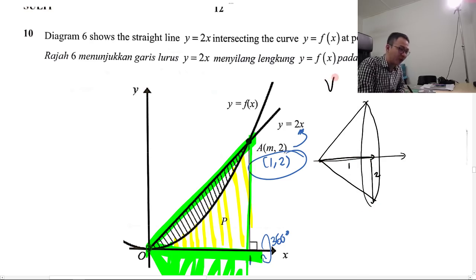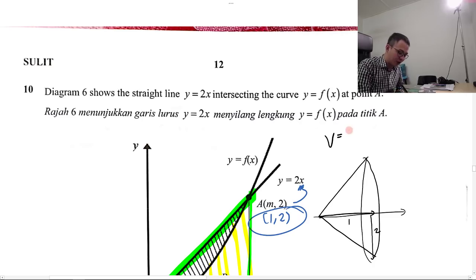So in order to get the volume of the cone, we know the volume of a cone is 1 over 3 pi r squared h. I can get my volume of the cone easily, which is 4 over 3 pi.